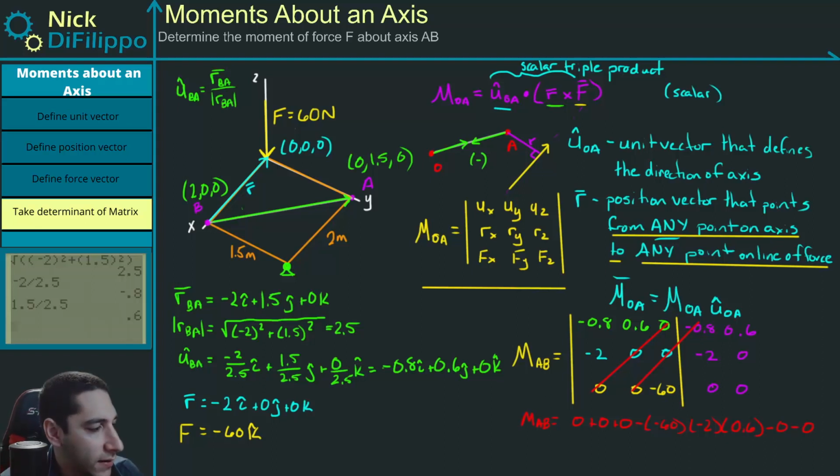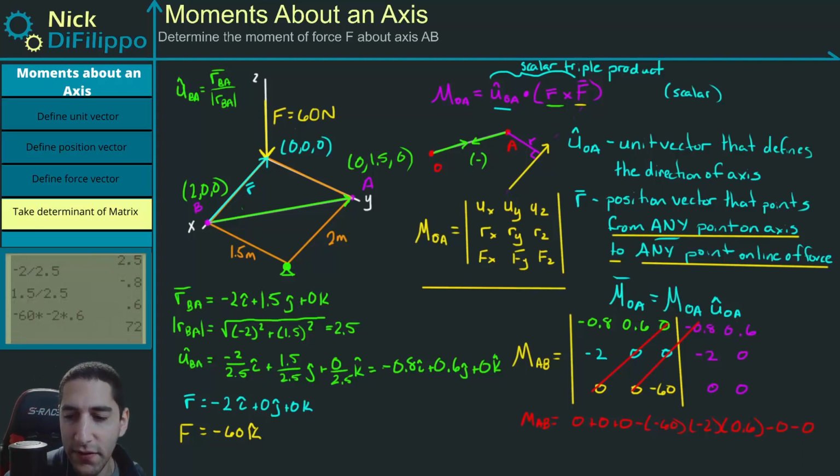So let's do that calculation. Minus 60 times minus 2 times 0.6. So this becomes 72. I have a minus still there. So this is minus 72 Newton meters. All this minus sign means is the unit vector I had chosen, the unit vector that points from A to B. So that's the positive sense of this moment.